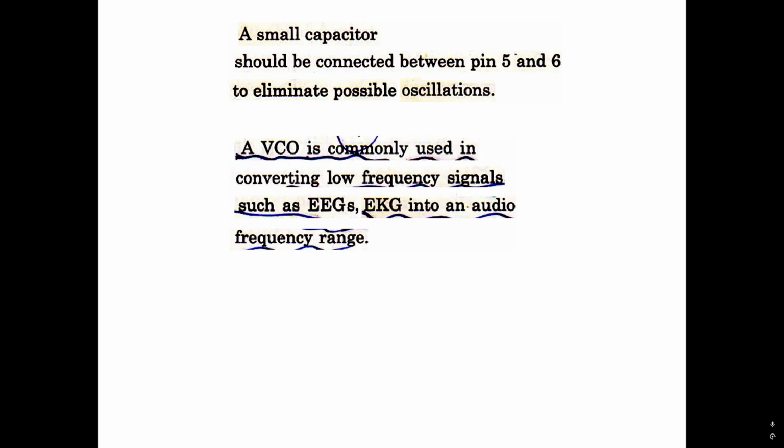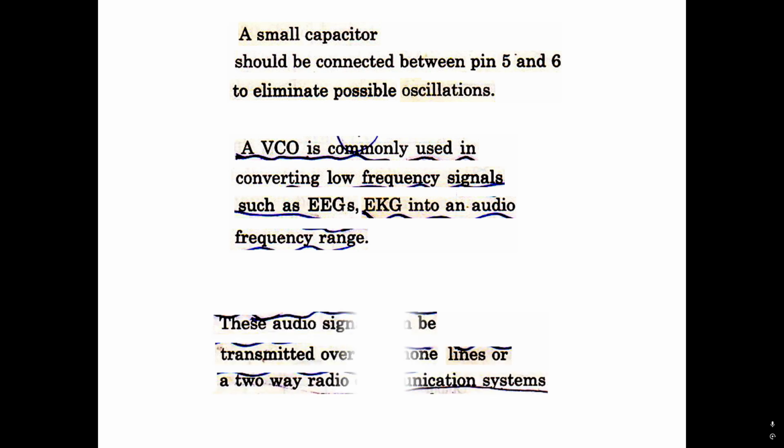A VCO is commonly used in converting low frequency signals such as EEG and EKG into an audible signal. These audio signals can be transmitted over telephone lines or two-way radio communication systems.